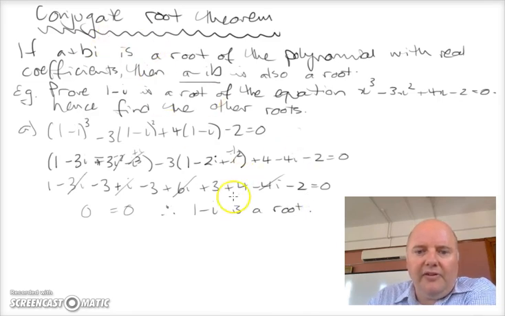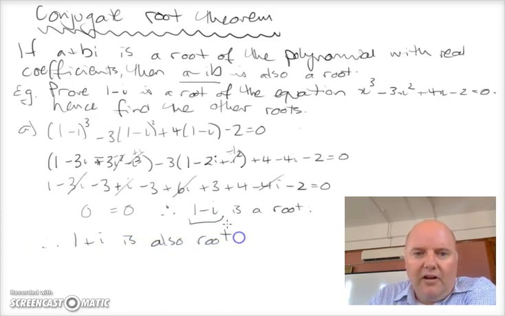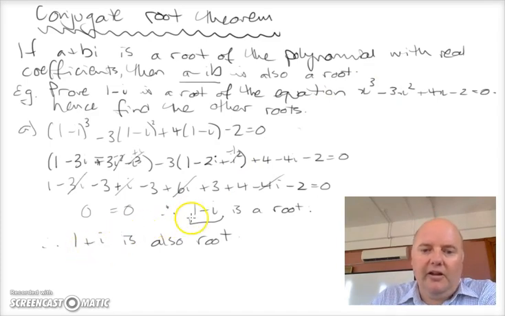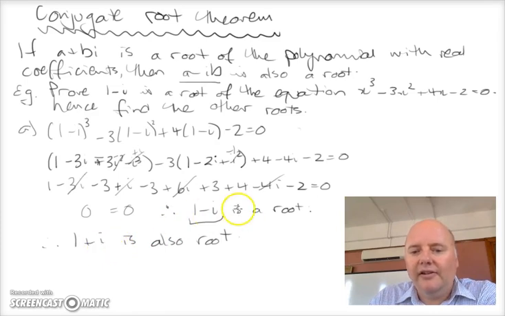Now, the conjugate root theorem states that if that is a root, then its conjugate is a root. So therefore, 1 plus i is also a root. Now, if you have a look at the original equation, we've got a cubic here. A cubic has 3 solutions. We already know what 2 of the solutions are, these 2 here.